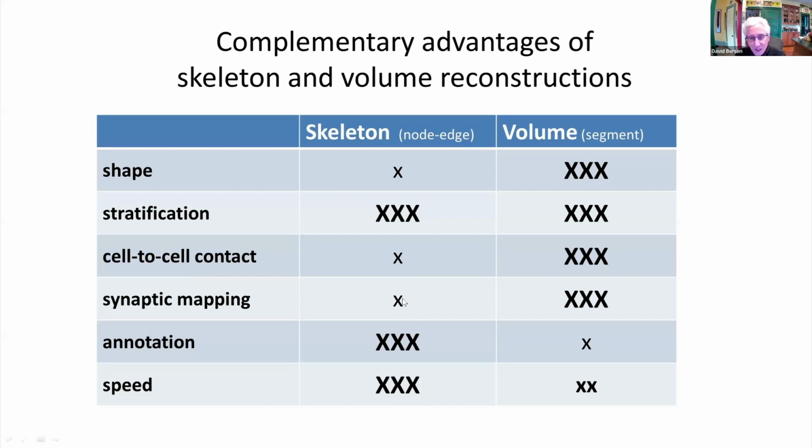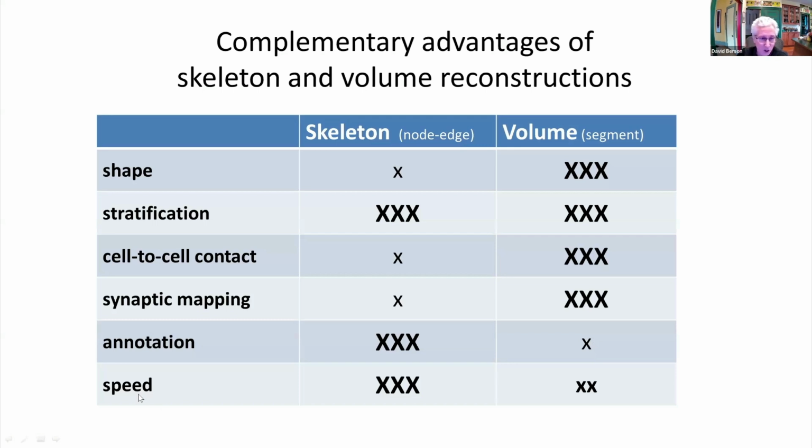You can't do that with skeletons, although you can use the skeleton to guide you for online assessment of that in the original volume itself. Skeletons are a lot better for annotation. If you're mapping lots and lots of synapses and you want to say something about every one of them, use individual nodes in a skeleton mode. That's not so easy to do in the volume world.